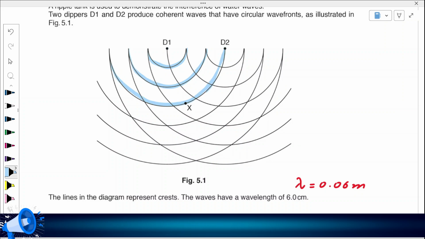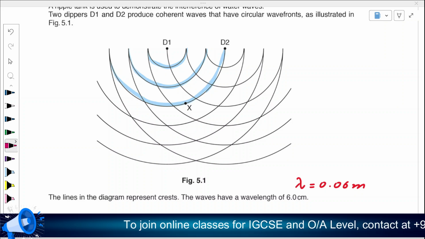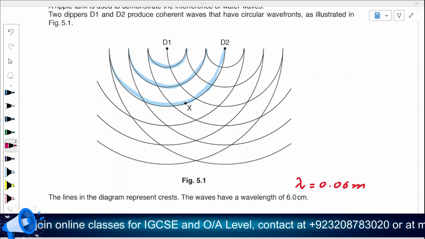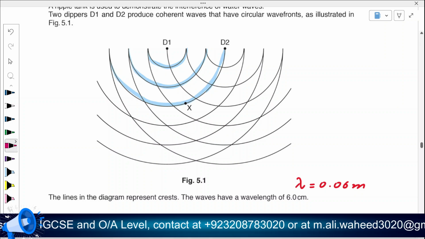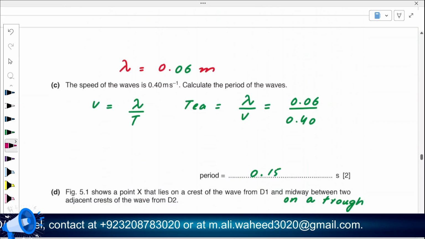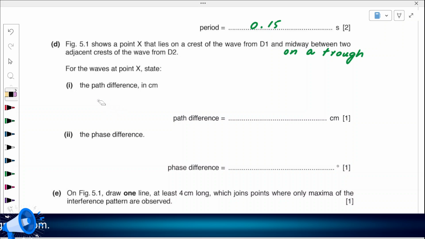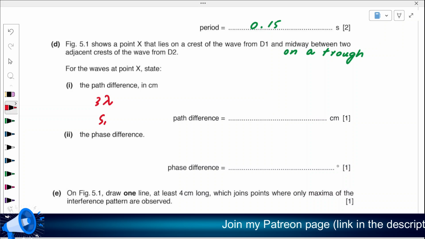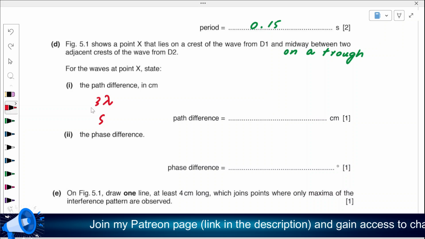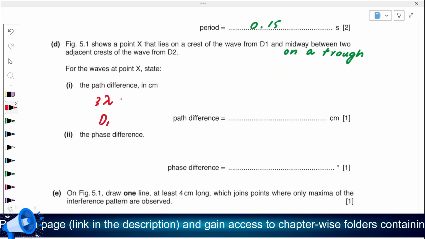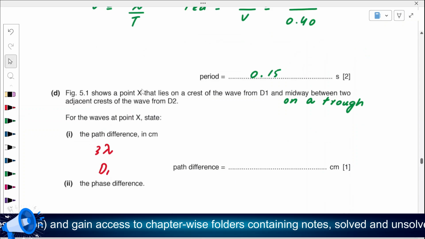So the distance of X from D1 is 3 lambda with respect to D1. I'll note it down and then I'll look at the difference. Three lambda with respect to D1. Sorry, with respect to source D1. With respect to source D1, it is at a distance of 3 lambda.